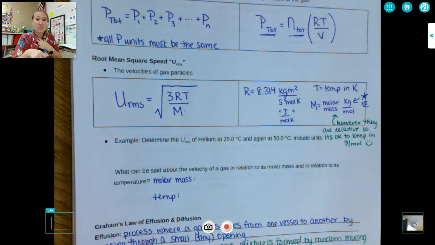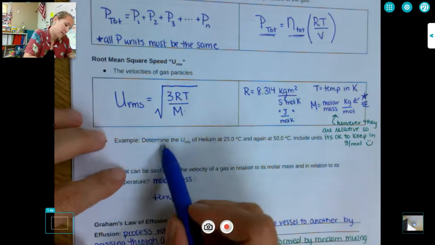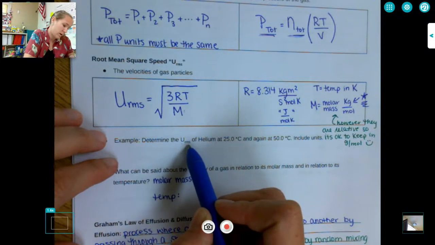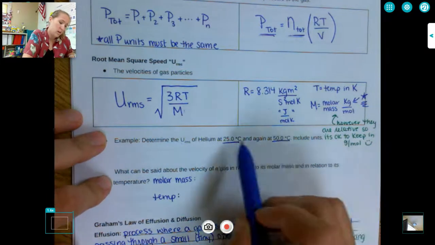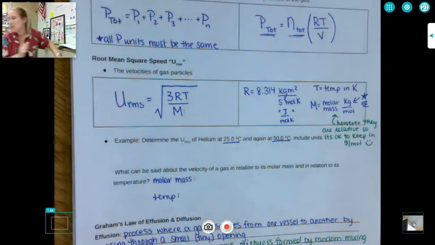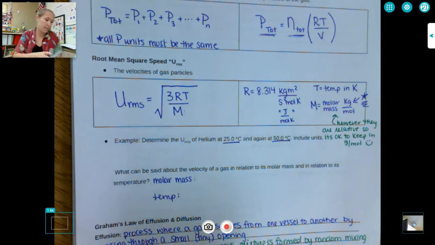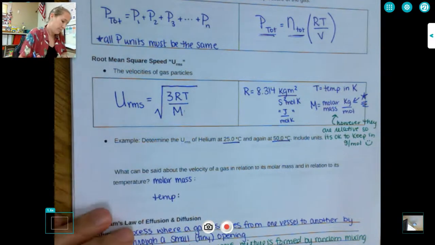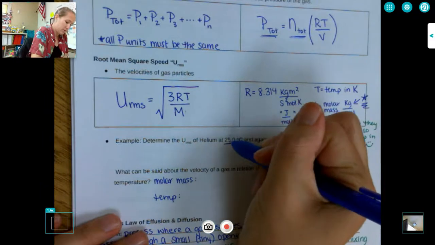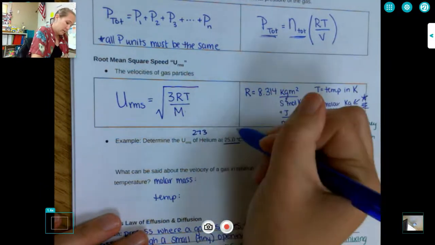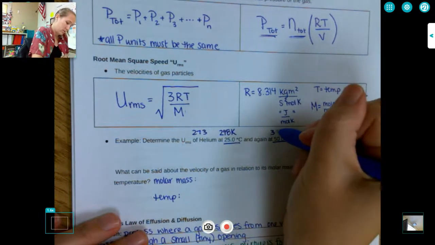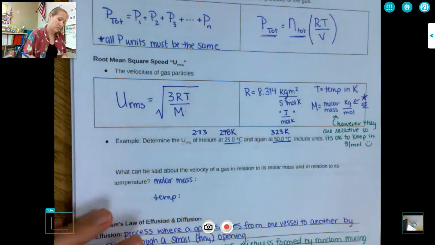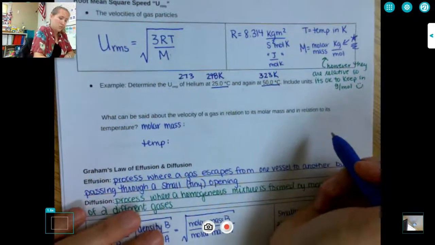So let's do an example of this because this one is brand new. It asks us to determine the u_rms, the root mean square speed, of helium at 25 degrees Celsius and 50 degrees Celsius. Remember, first, they have to be in Kelvin. And I need my calculator. So 25 Celsius plus 273 is 298 Kelvin. And here is 323 Kelvin. So you all can see.